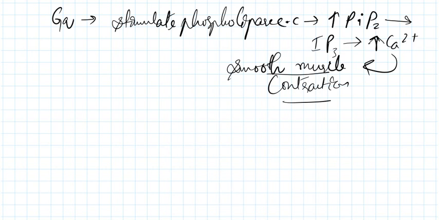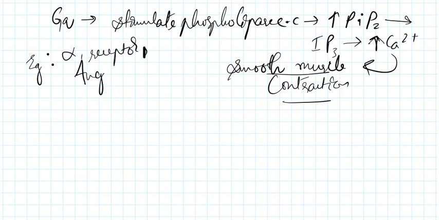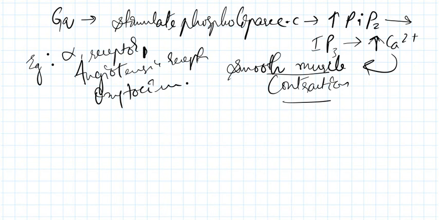Examples: alpha 1 receptors are a type of Gq receptor. Next comes angiotensin receptors, which are a Gq type of receptor. Then oxytocin receptors. Oxytocin is a Gq receptor example. And M1 and M3. M1, M3 means muscarinic receptors. There are actually three types of muscarinic, M1, M2, M3, and nicotinic is of two types, NN and NM.